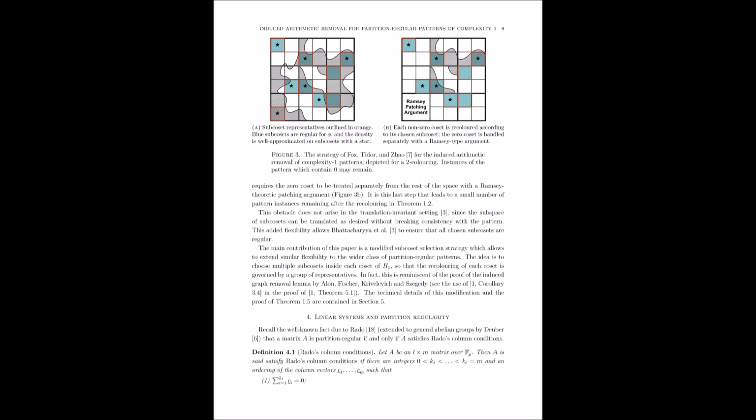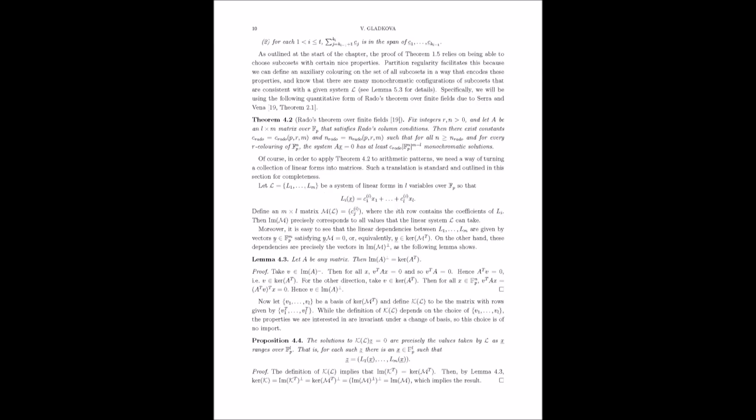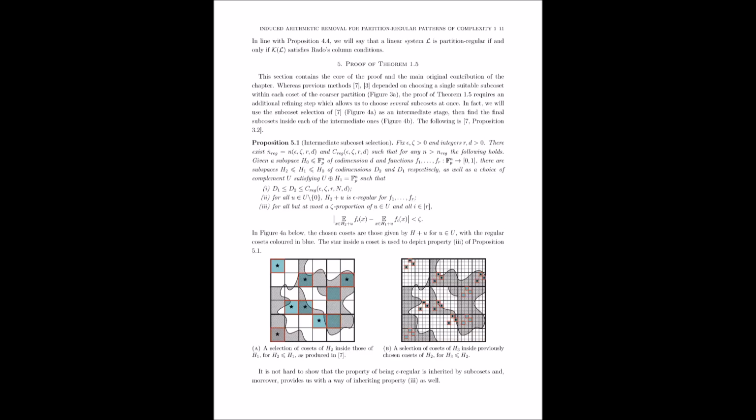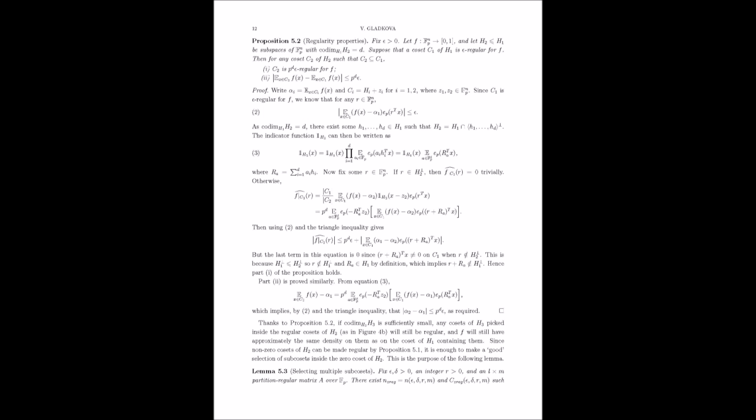Gladkova gives a great example, example 1.6. Imagine you have a vector space over a finite field, and you've colored it with 4 colors, right? We're looking at solutions to this equation, x plus y plus zw equals 0. But here's the thing. Each variable needs to have a different color. We call that a rainbow solution.